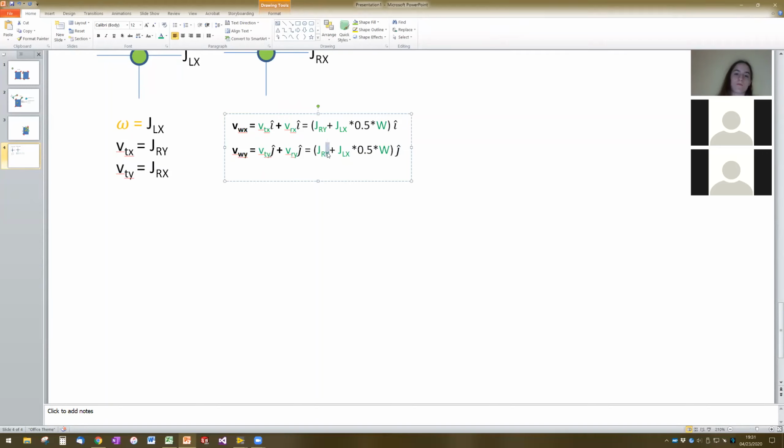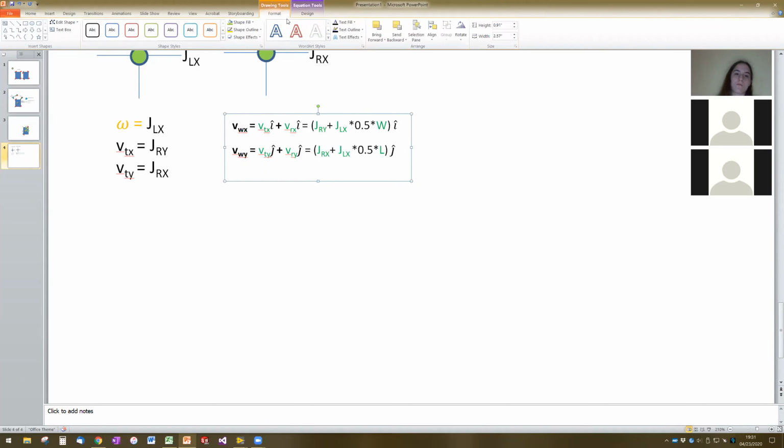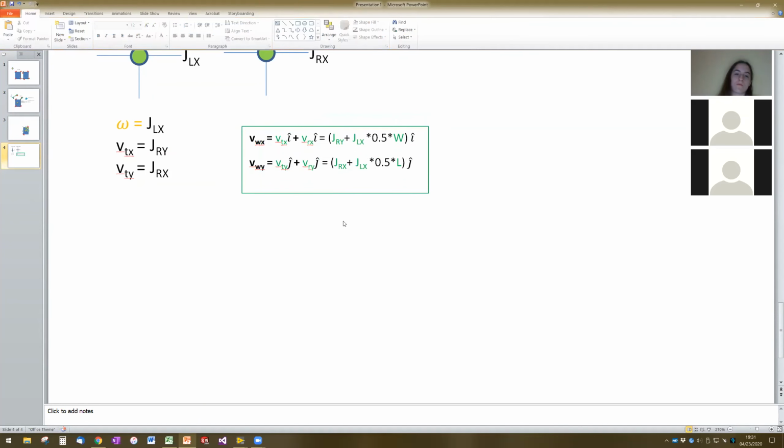So this is our x, and this is still Lx here, but this is the length of the robot instead of the width of the robot. And so we do know everything that we need to know in order to solve these equations. Are there any questions on that?